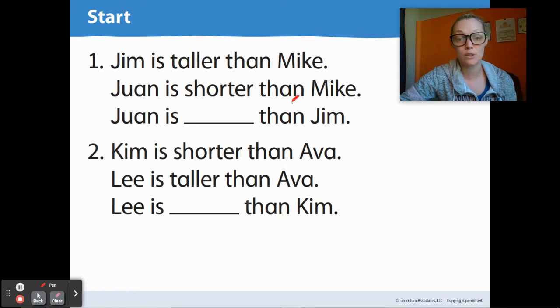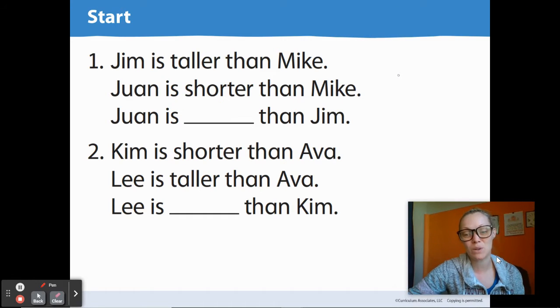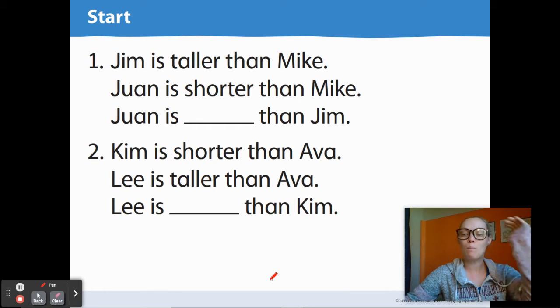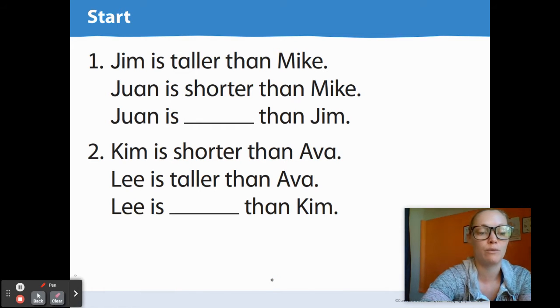Let's take a look at this first one. Jim is taller than Mike. Juan is shorter than Mike. Juan is blank than Jim. So we talked about this when we don't have a picture. It's really important that we read it and we go back and we draw a picture for our first clue.